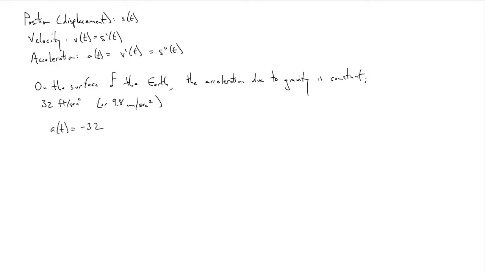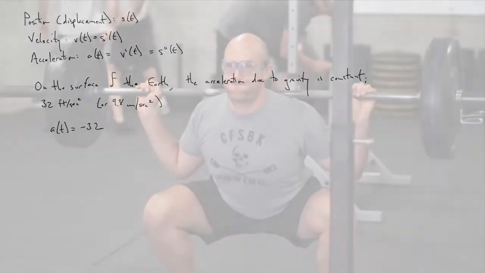And I'll usually remind you of those values when we're doing a problem, but it's your job to remember that gravity points down. And so when I tell you that the acceleration due to gravity is 32 feet per second squared, you have to realize that that means that the acceleration function is equal to negative 32, because it's 32 feet per second squared in the downward direction.